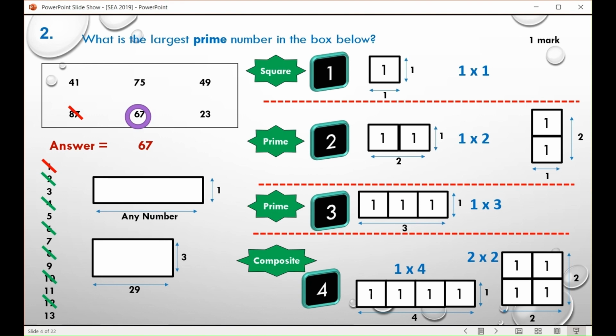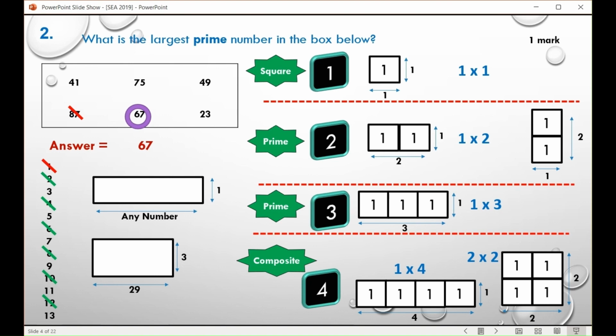So the next number we try is 3. Can 3 go into 67? Well, 3 can go into 60. That gives us 20. 3 $20 bills is $60. And what do we have remaining? $7. So can 3 go into 7? 1 3 is 3. And next group of 3, 3 and 3 is 6. And next group of 3 will give us 9.